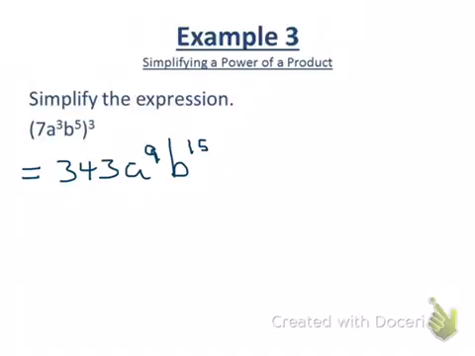Now you need to know your powers. You need to know your cubes up through 7. 1 cubed is 1, 2 cubed is 8, 3 cubed is 27, 4 cubed is 64, 5 cubed is 125, 6 cubed is 216, 7 cubed is 343. These numbers pop up often. You need to know the cube roots and the cubes up through 7. 10 cubed, of course, is 1,000. So you should know those common cubes. All right?